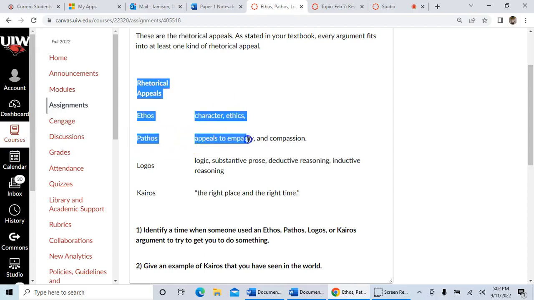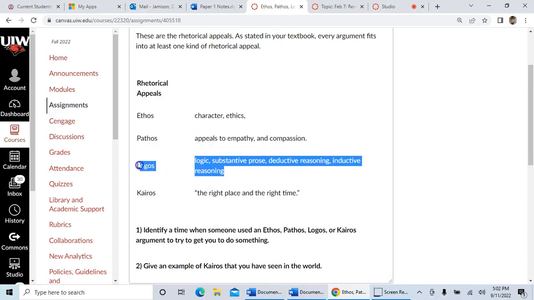Pathos is appeal to empathy and compassion. A good example of pathos is when you see those commercials at 3 in the morning that are telling you to help the animals. Those are pathos appeals. Trying to get you to feel sorry for somebody, trying to get you angry, trying to get you sad, whatever. Those are appealing to your emotions. And then logos is appealing to logic. So working it out with math, explaining it step by step, deductive reasoning. Most really good arguments are going to be logos arguments.